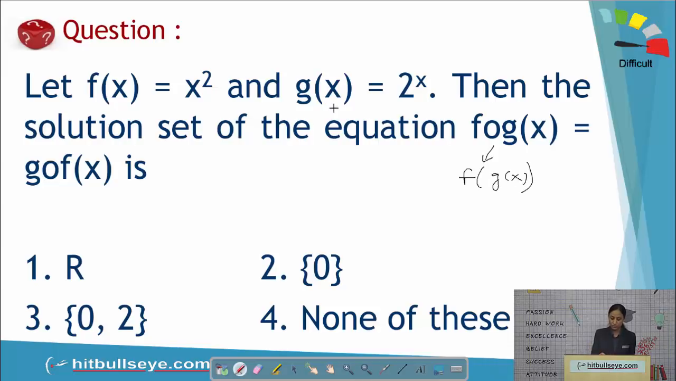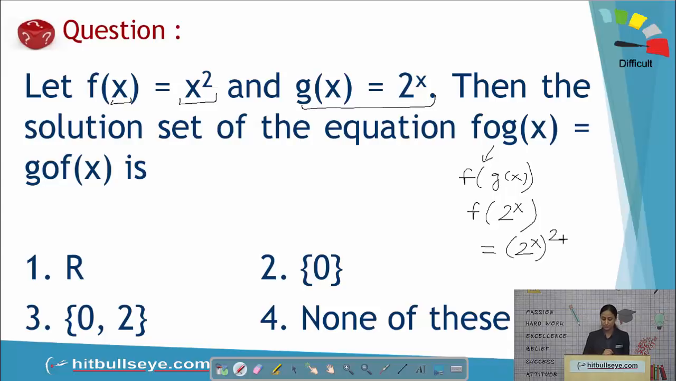Now what does g(x) do for us? g(x) takes 2 raised to power x. And what does f do to its input? It makes the square of its input as the answer. So if I give 2 raised to power x as the input to f, it will basically give me the square of this number as the answer.